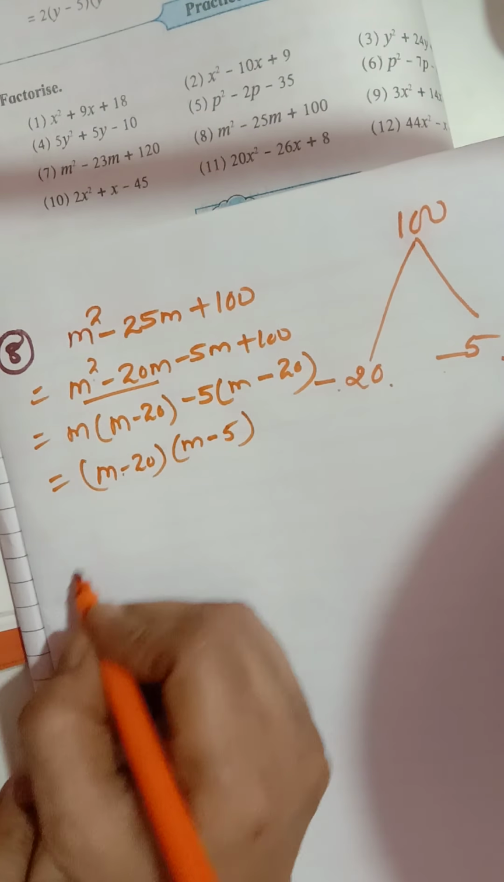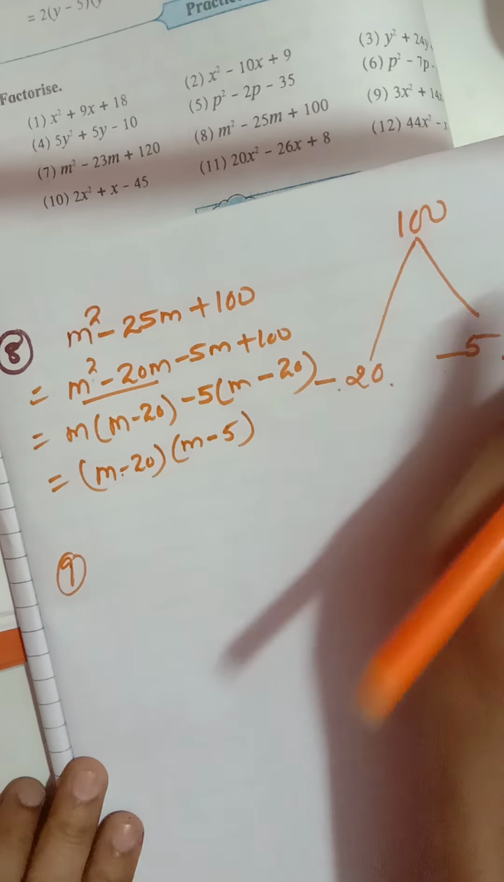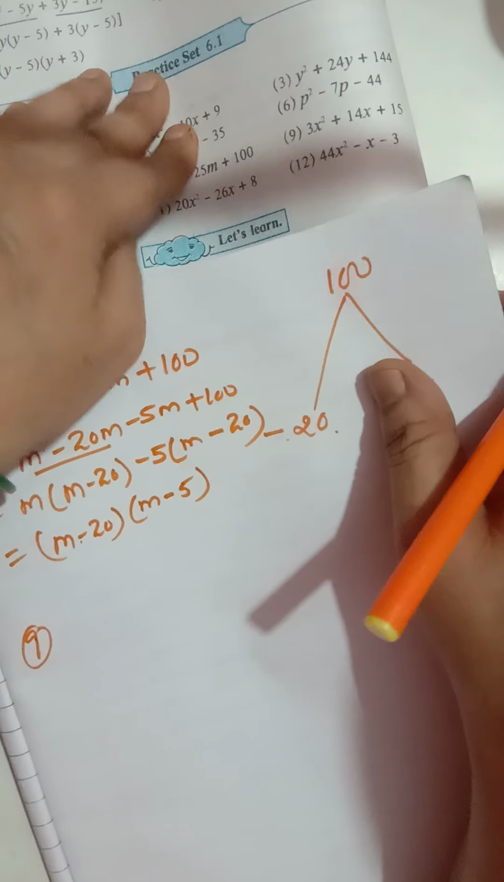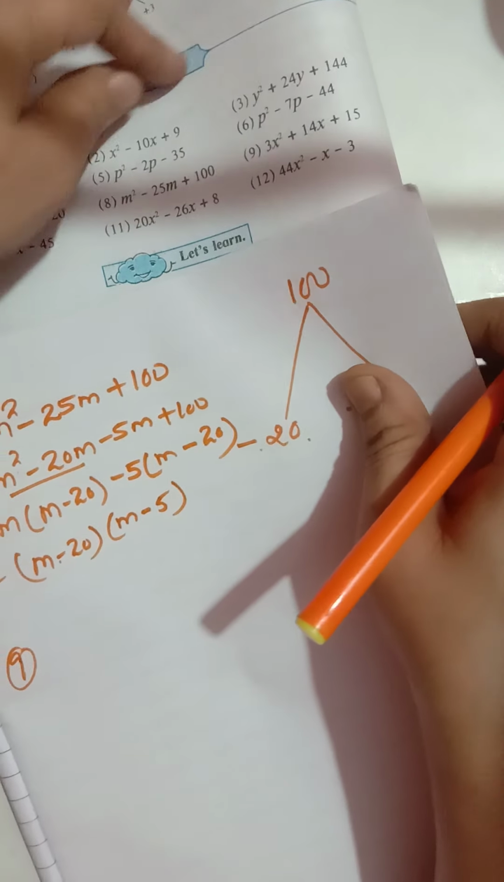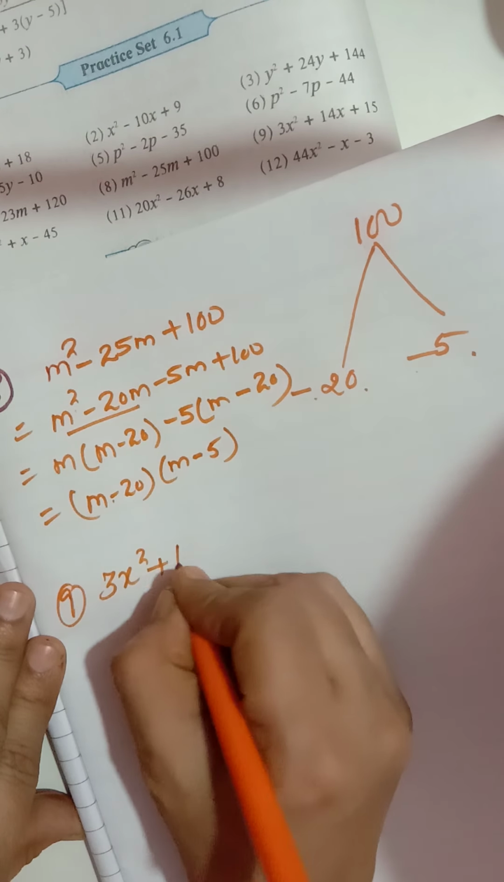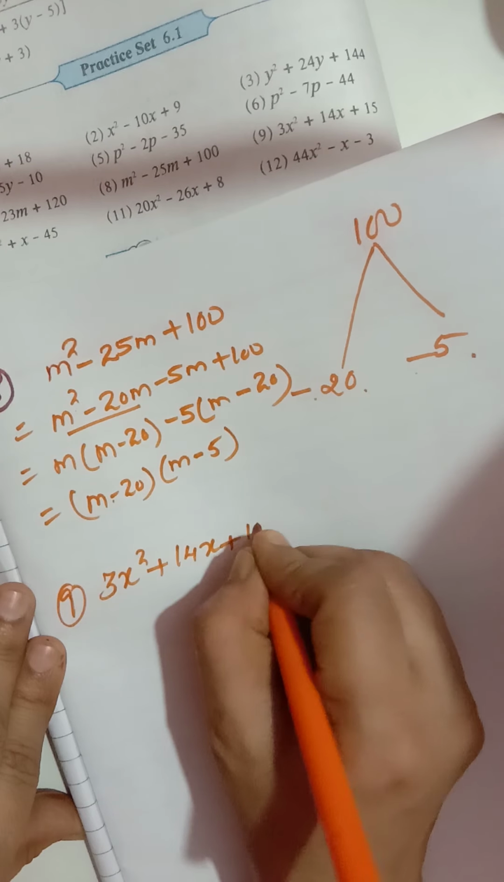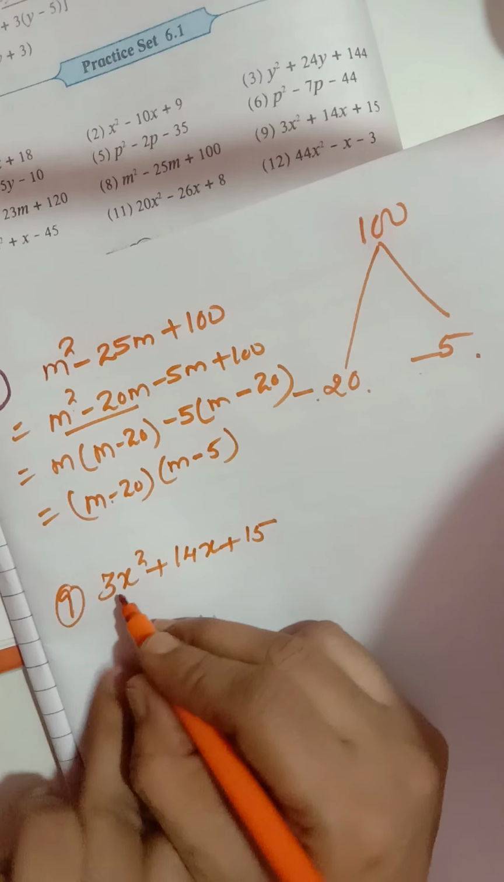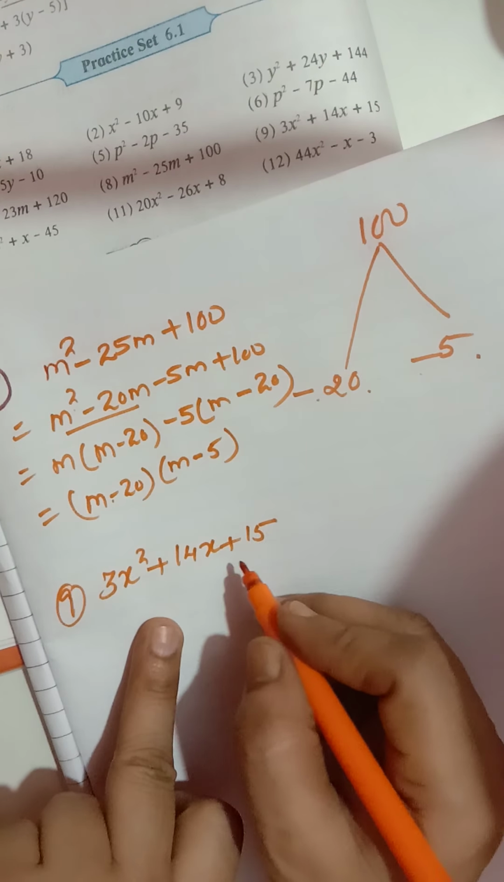Okay, let us start with the 9th question. The 9th question is 3x square plus 14x plus 15. Now see, children, 3x square plus 14x plus 15.